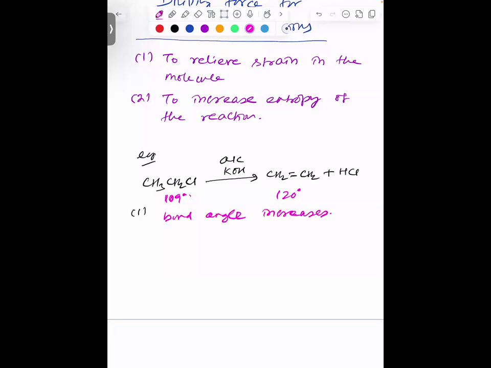Due to the increase in bond angle, atoms or molecules will move away from each other. So the atoms move away, so the repulsion, steric crowding decreases. Okay, steric crowding decreases. Then with steric crowding decreasing, stability of the molecule will be increased. Yes or no? Stability of the molecule will be increased. So first, to relieve strain in the molecule.